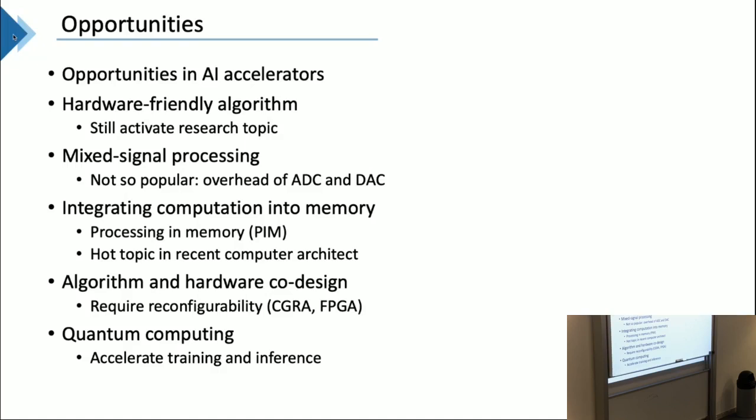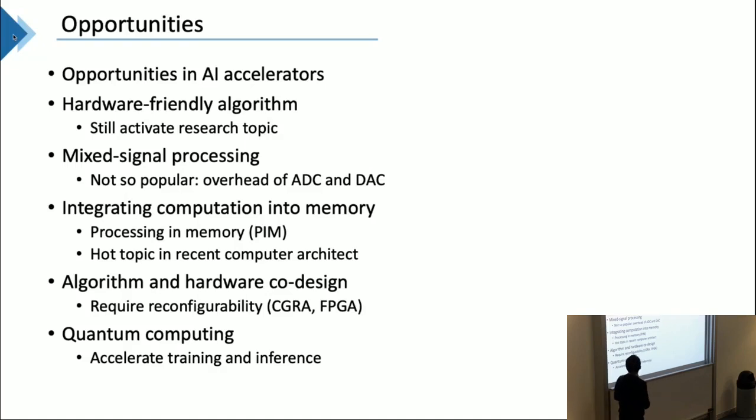Other opportunities I list here, perhaps the future directions. The first one is mixed signal processing. It's still not very popular. Most of the dominating chips still use digital-only signal processing. But I believe this is the future direction, as I mentioned. And I know a lot of startups in Cambridge are doing this mixed-signal chip design, trying to use the analog signal to process neural network computation.